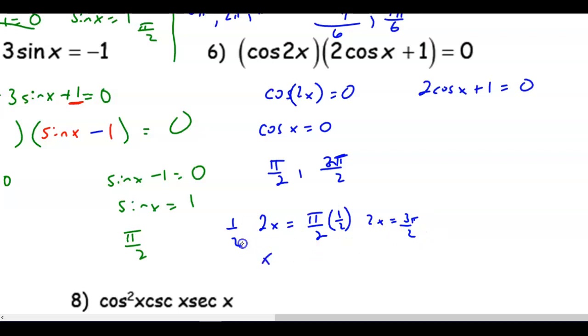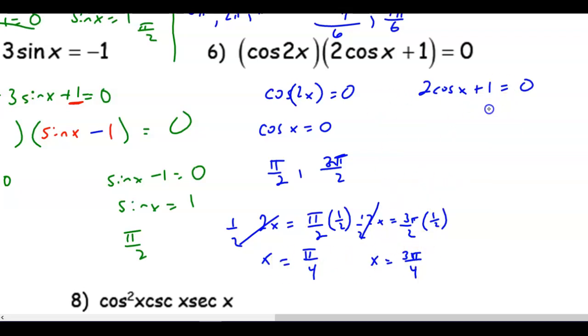And for this one, the 2 cancels, so it's just x equals pi over 4. And for this one, multiply by 1/2 on both sides again. The 2 cancels, so I'm left with x. And right here, 3 pi over 4. Alright, 3 pi over 4. So that's this first half.